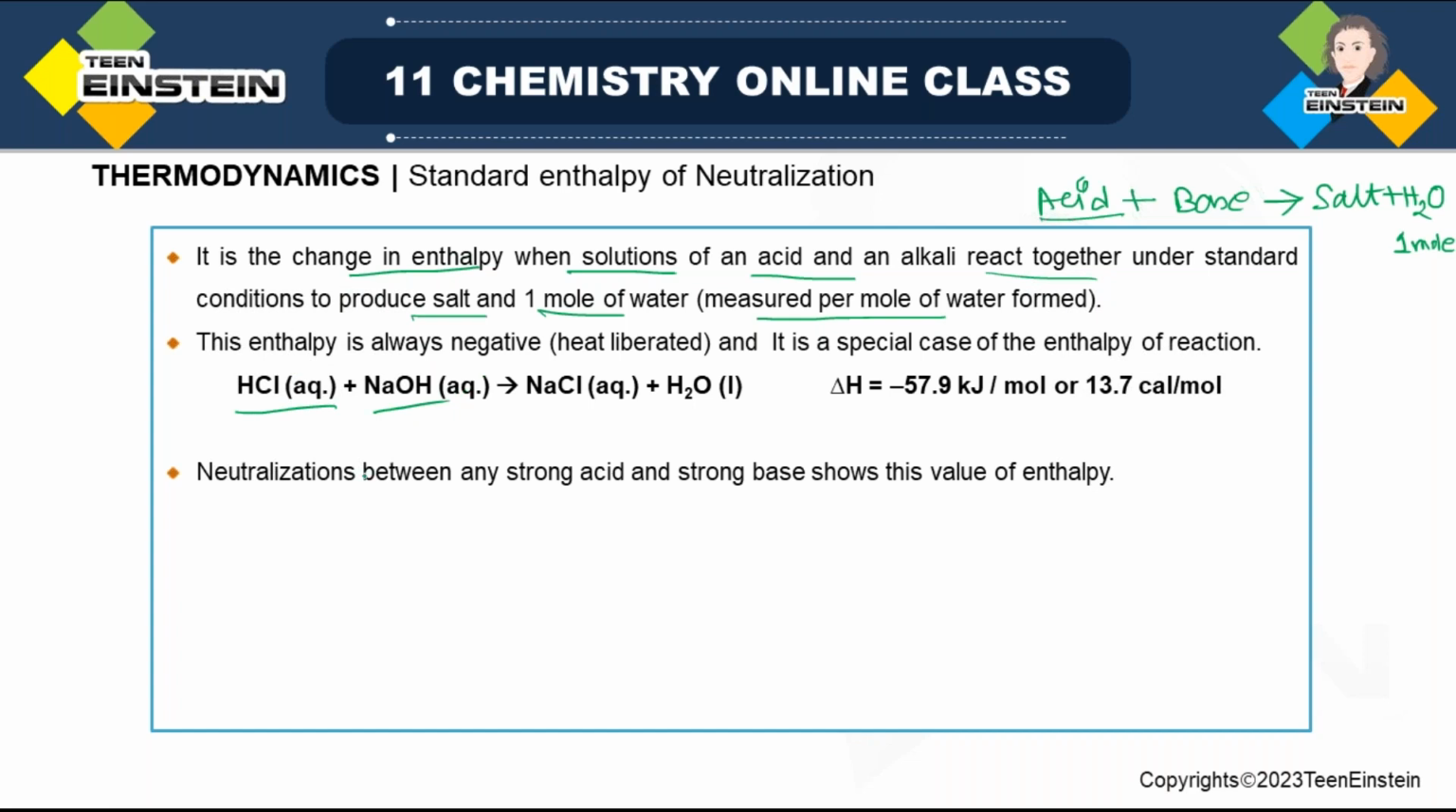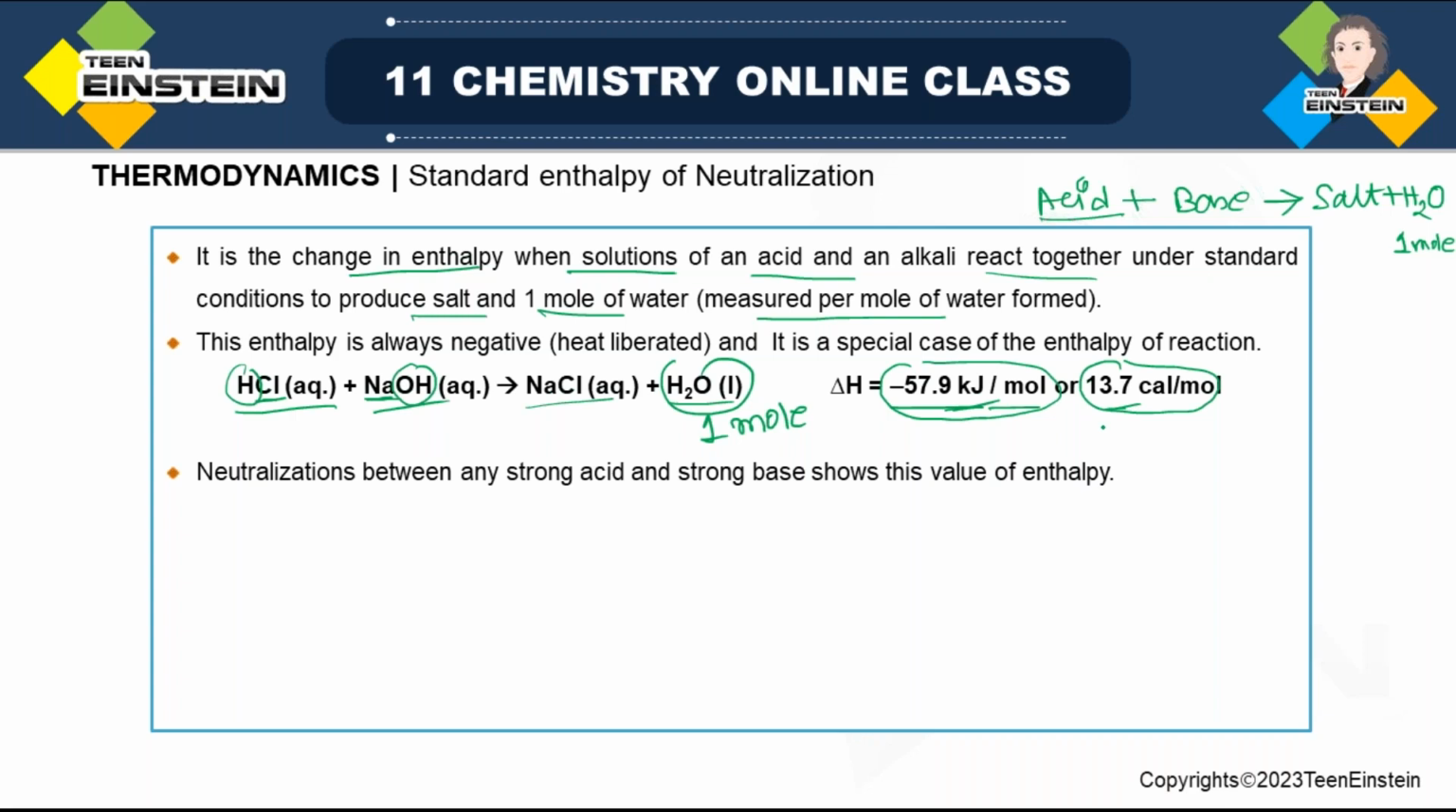So we have taken hydrochloric acid 1 mole and NaOH 1 mole, both in aqueous state, and the corresponding products: Na and Cl together will produce sodium chloride, and H plus and OH minus together will produce water. Now here 1 mole of water is produced. What is the change in enthalpy under standard condition? It is given in two different units: minus 57.9 kilojoule per mole, or minus 13.7 kilocalorie per mole.